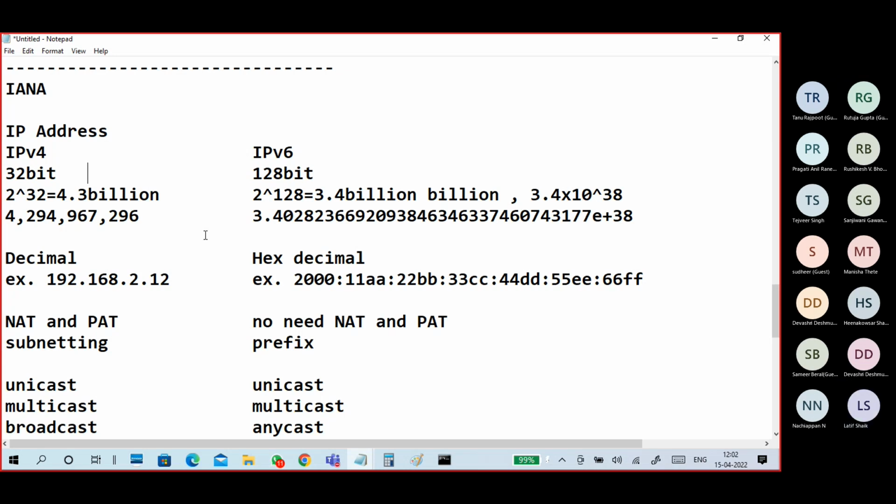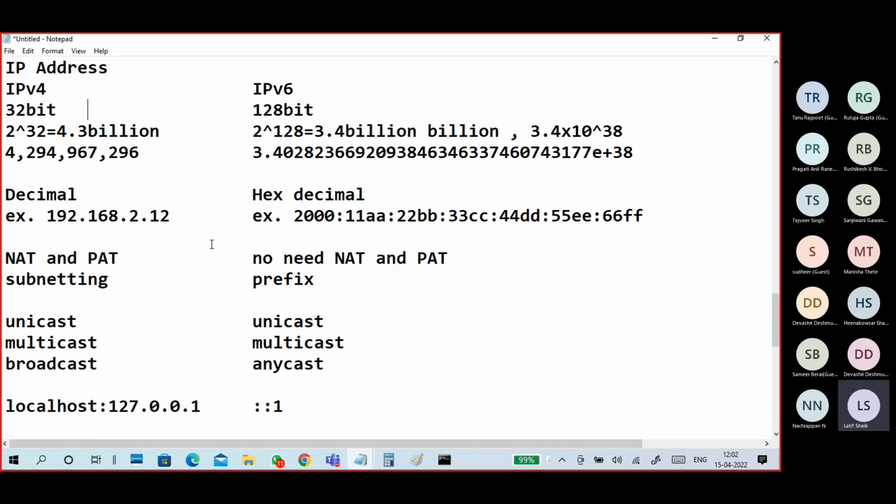IPv4 is represented in decimal format, IPv6 in hexadecimal format. You can write an example of IPv4 and an example of IPv6. NAT and PAT are techniques we use in IPv4, and in IPv6 we don't require NAT and PAT. In IPv4 we use a subnetting concept, and here we use a prefix concept. Of course, the prefix concept exists on both sides, but in IPv6 subnetting calculations are not required. No need to learn subnetting concepts here.